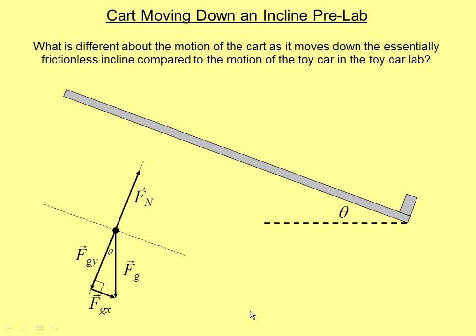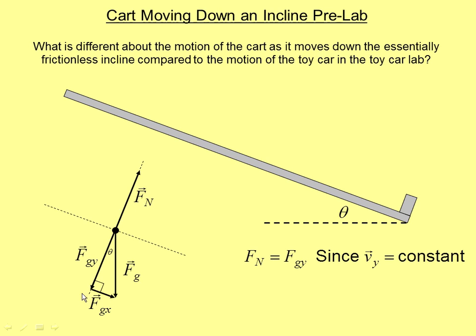In the diagram, you can see that F of n and F of gy are balanced. They have to cancel out. Why? Well, because the cart is moving down the incline. It's not moving at all perpendicular to the incline. That's why we rotated the axes. And of course, if something isn't moving, it's moving at constant velocity. And Newton's first law says, constant velocity, no net force. Forces must balance.